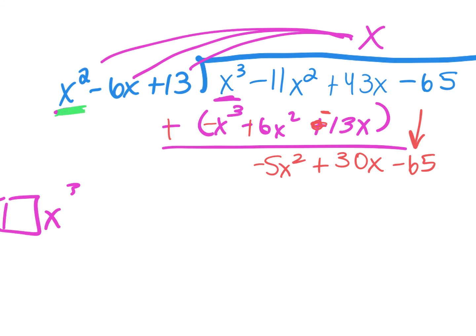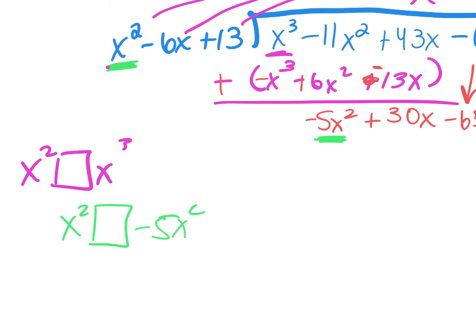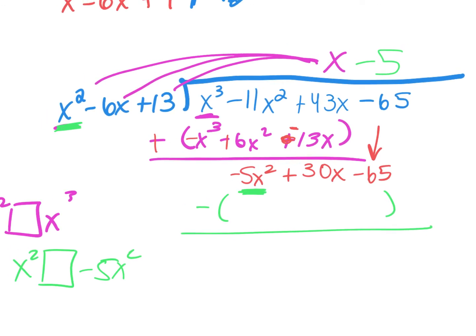So x squared into negative 5x squared. x squared times what gives me negative 5x squared? Negative 5. Now what should happen when I multiply and then subtract here? Everything should cancel out. So negative 5 times x squared is negative 5x squared. Negative 5 times negative 6 is positive 30x. Negative 5 times 13 is negative 65.